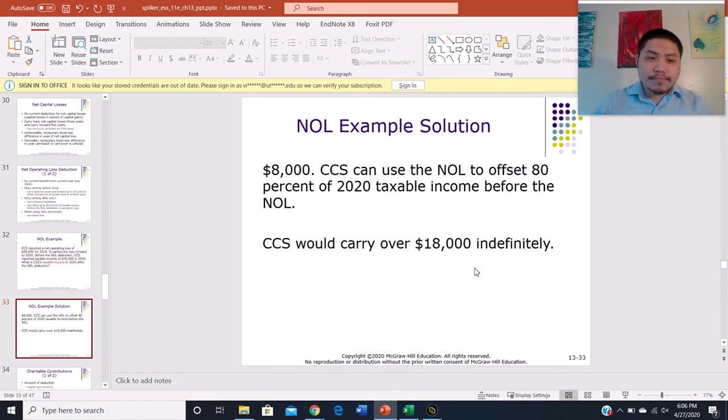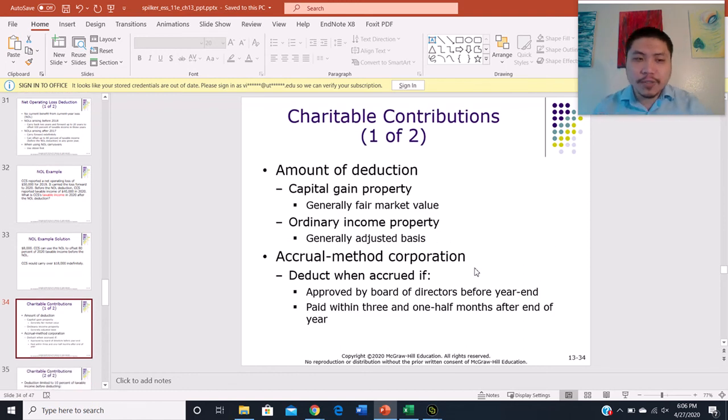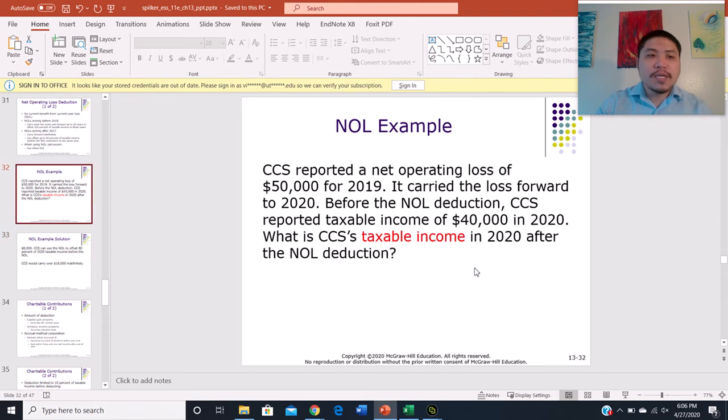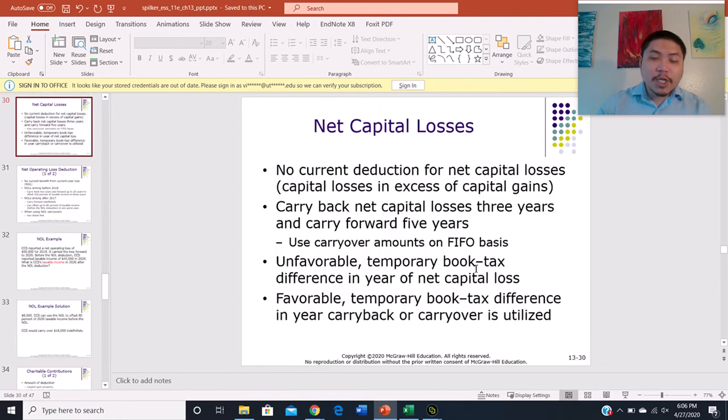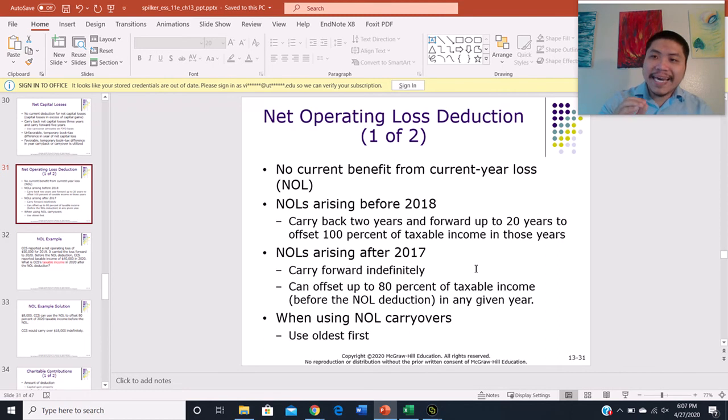So let's talk about charitable contributions. Oh, let me go back to the net operating loss a bit. For both net operating loss and net capital loss, what is the reason there's a book tax difference in these items? Well, the reason is that for both, the firm cannot deduct the loss in the year that the loss occurred for tax purposes. But for book purposes, a firm can easily report a loss.